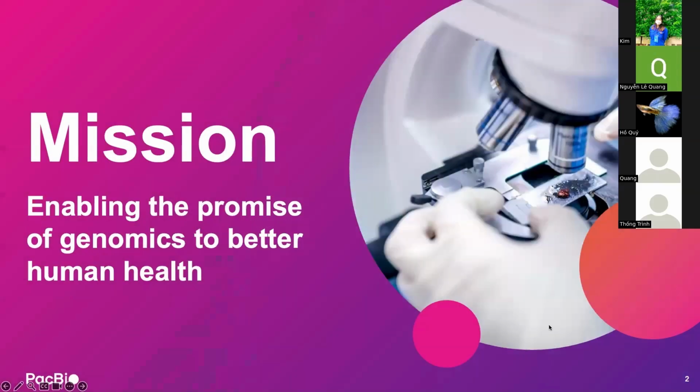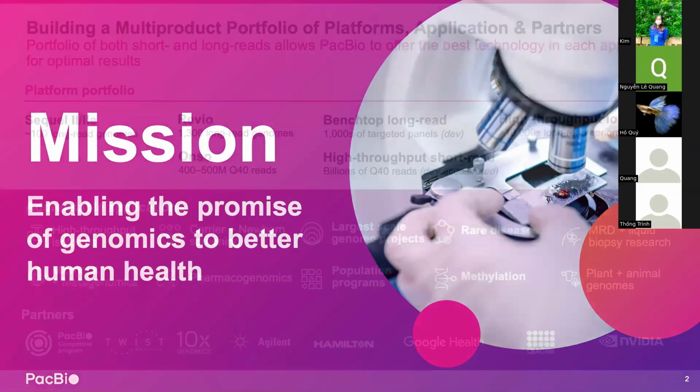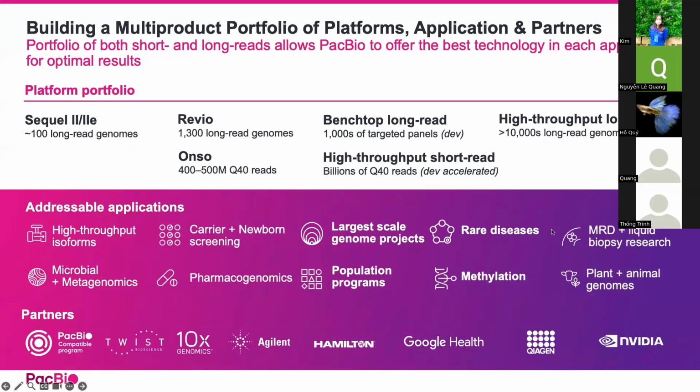So just to introduce PacBio first. Our mission is to enable the promise of using genomics data to better human health. PacBio is a company that has both short and long read sequencing so that we can offer the best technology for different types of applications. For the long read side, we have two sequencers right now, the Sequel IIe and the Revio, whereas for short read, we have the Onso system.